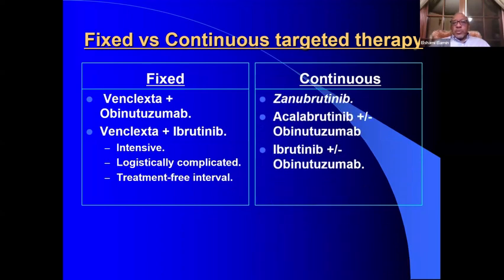For continuous, these are the options: zanubrutinib, acalabrutinib, or ibrutinib with Gazyva. So these are your options. The disadvantage is you have to give this drug until disease progression or unacceptable toxicity. So it's continuous treatment.